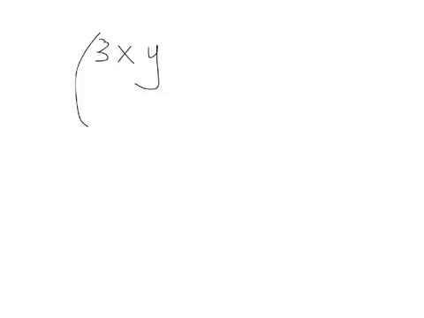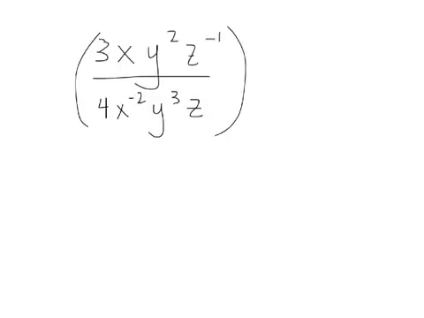It's a 3 in the front. 3xy squared, z to the negative 1, all over 4x to the negative 2, y to the third, z, all to the negative 2 power. It's combining a lot of different rules here. There's more than one way to start this problem.